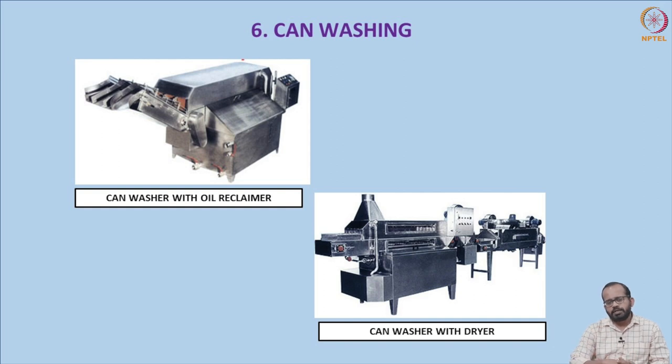And for washing, generally a hot detergent solution is used. It is around 1 to 1.5% sodium polyphosphate at 80 degrees Celsius. This is the solution that we use. And finally, a hot water wash is provided to remove the detergent as well. Otherwise, the detergent will create alkaline corrosion. So after washing with detergent, a hot water rinse needs to be done. Before processing, can washers with oil reclaimers are used, and after processing, can washers with dryers are used.